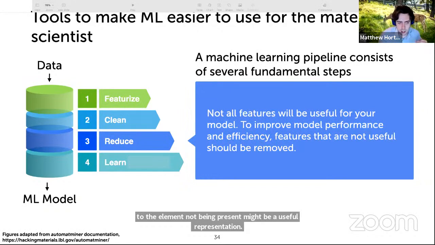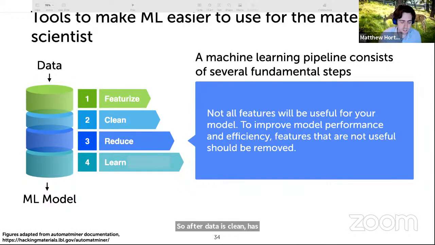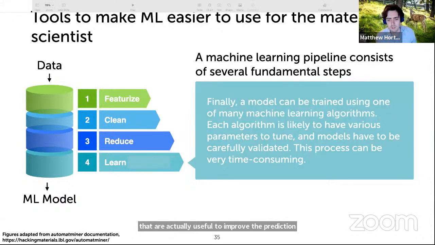So after data is cleaned, it has to be reduced so that, for model efficiency, you're only using features that are actually useful to improve the predictive capability of this model. And then finally, you can do the learning itself. And there are many machine learning models to choose from these days, and each has different parameters that can be tuned. And this is actually a very time-consuming process.